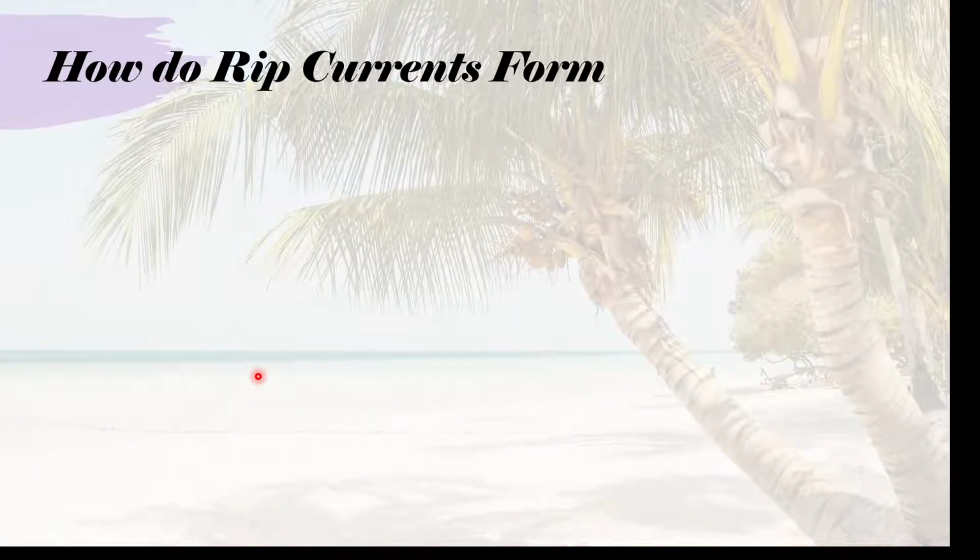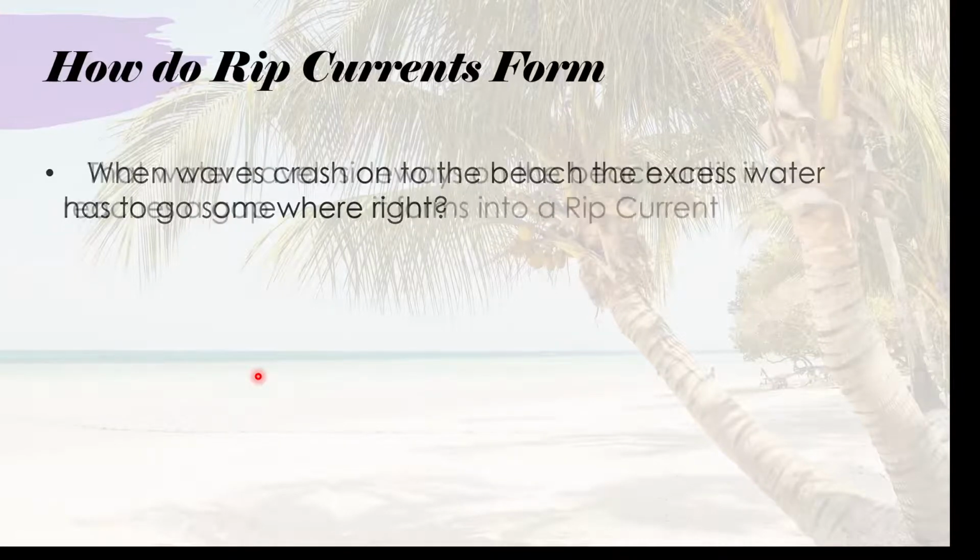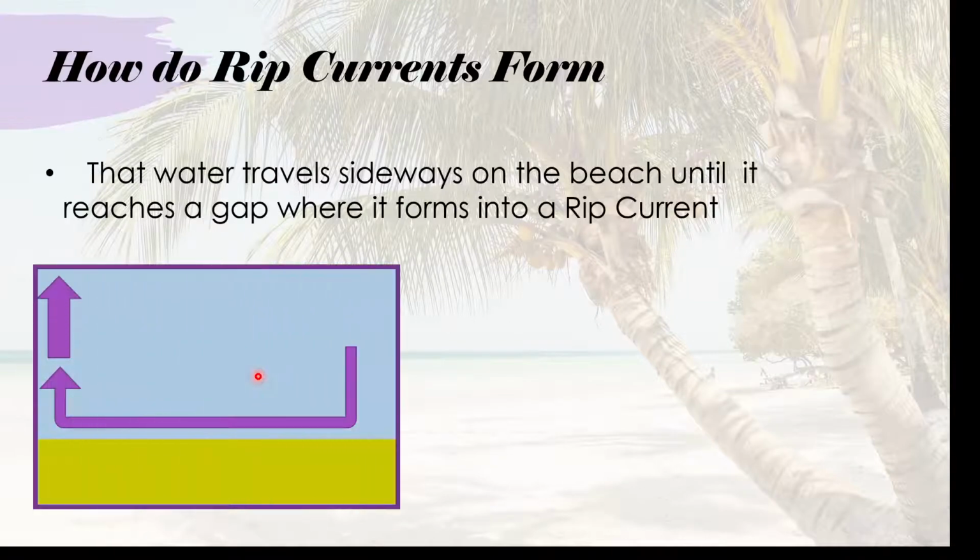How do rip currents form? When waves crash onto the beach, the excess water has to go somewhere, right? And that excess water goes sideways on the beach until it reaches a gap where it forms into a rip current. And that gap could be something like a gap in the sandbanks.